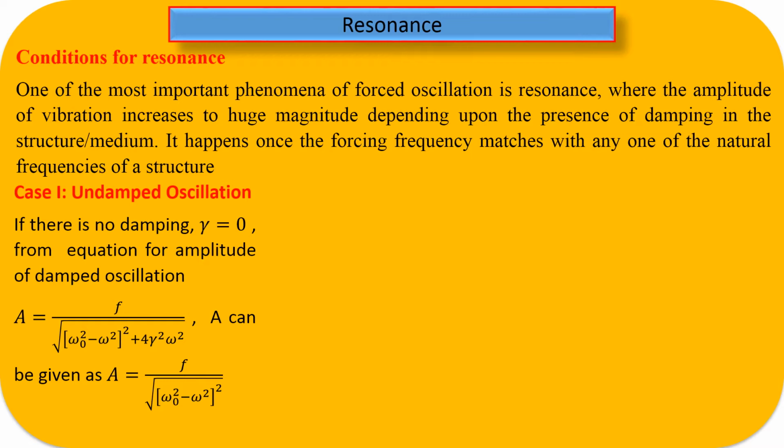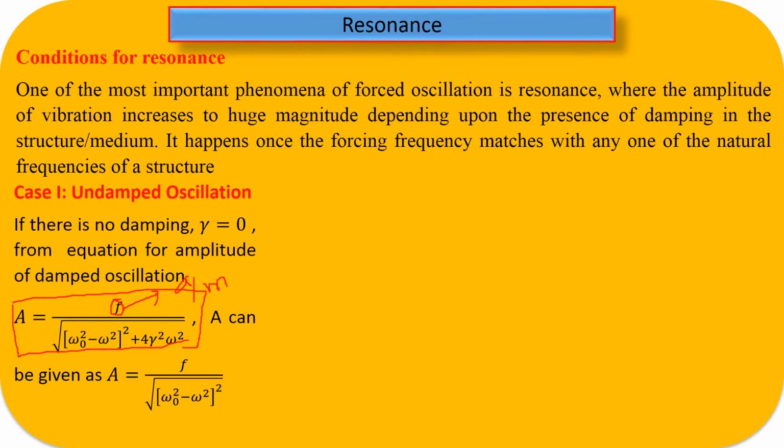The equation that we derived in our previous class for the amplitude of the forced oscillation is A equal to F, and F, as you may be remembering, was A by M, where A was your applied force amplitude and M is the mass on which you are going to apply it. You can go back and see it. So A equal to F by the square root of omega naught squared minus omega squared, whole squared, plus 4 gamma squared omega squared.